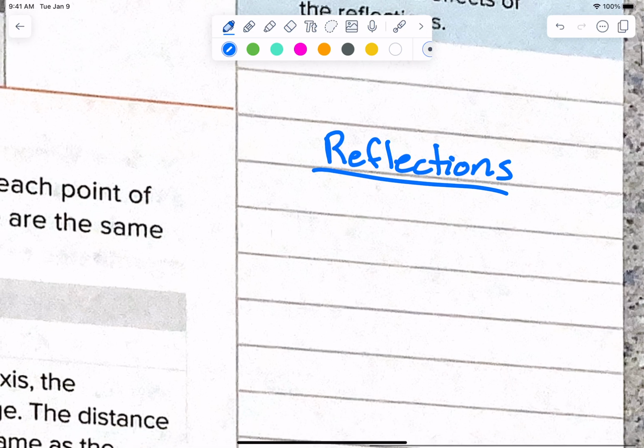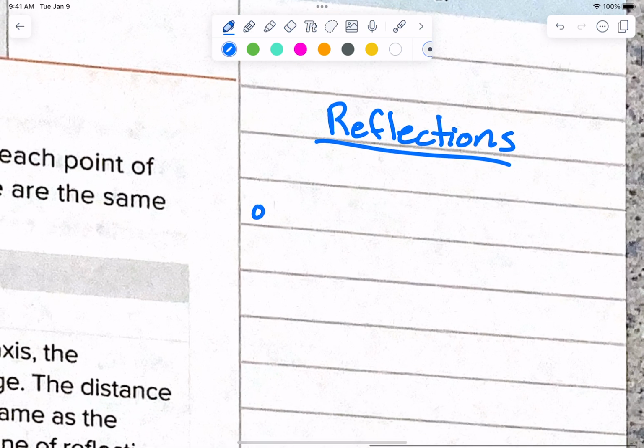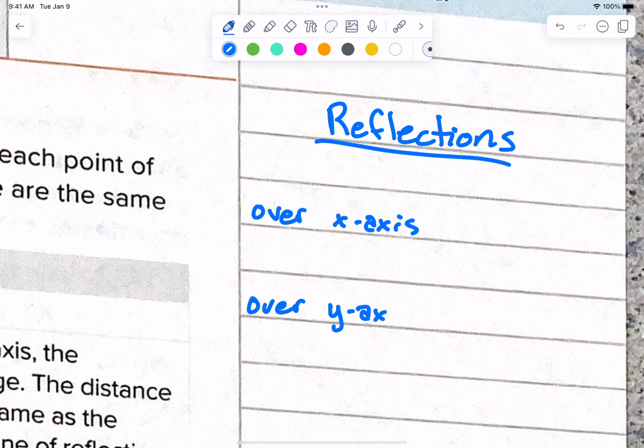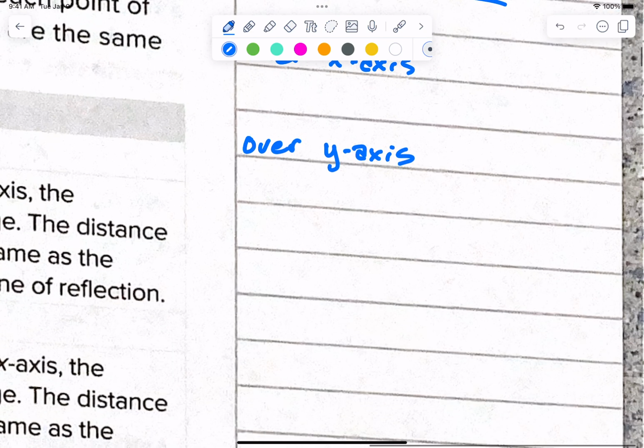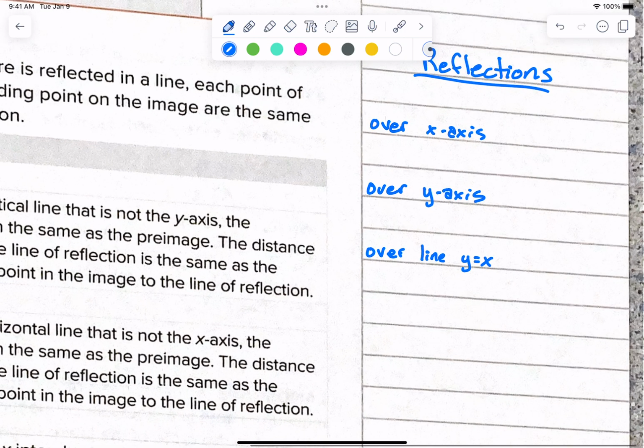And when we reflected things, we reflected over the x-axis. We reflected over the y-axis. And then I don't think we did this in chapter 1, but we're going to reflect over the line y equals x. And we'll talk about what that looks like here in a second. Okay? So those are the 3 types of reflections that we can do that have special procedures to them.